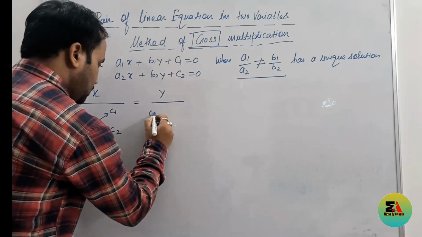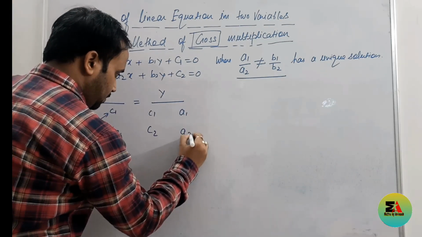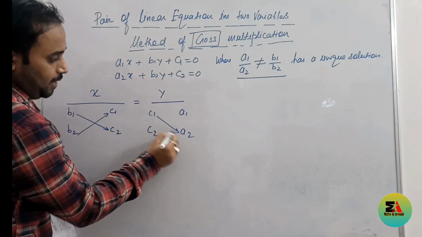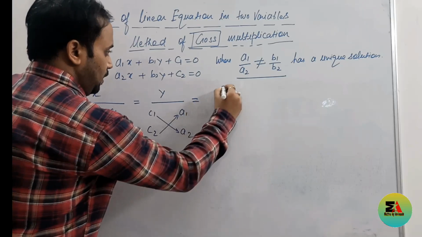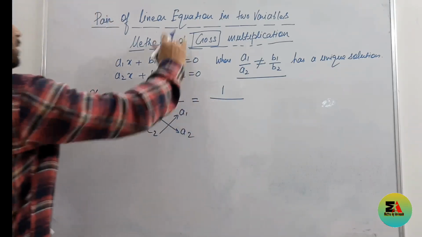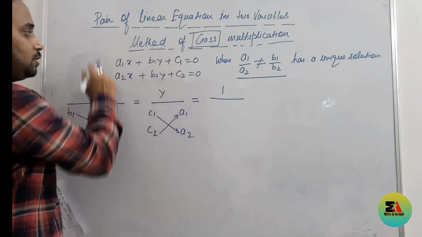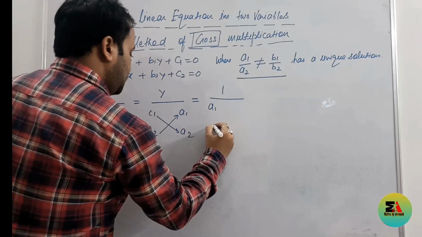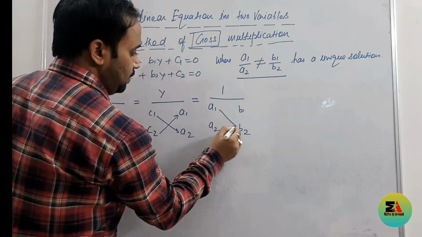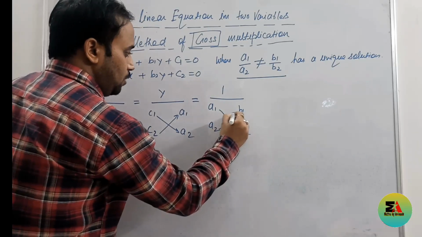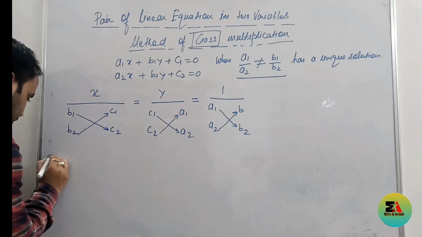To do this, except y, take all four of these terms. You write c1, c2, a1, a2. In the same way, c1 is multiplied by a2 and c2 is multiplied by a1. And this is 1, which is just like a constant. Now, leaving this one, take these four terms: a1, a2, b1, b2. Cross multiply: a1 multiplied by b2 and a2 multiplied by b1. Clear? Now how do we write these equations?